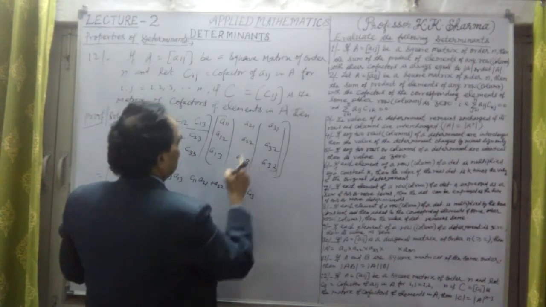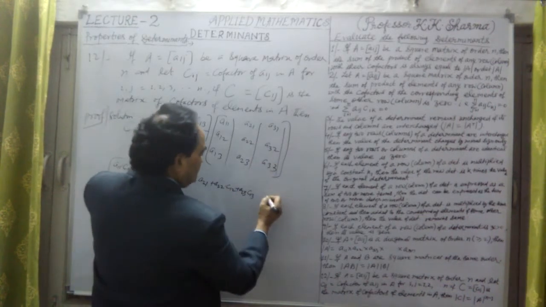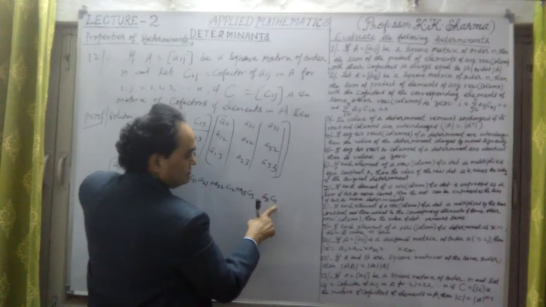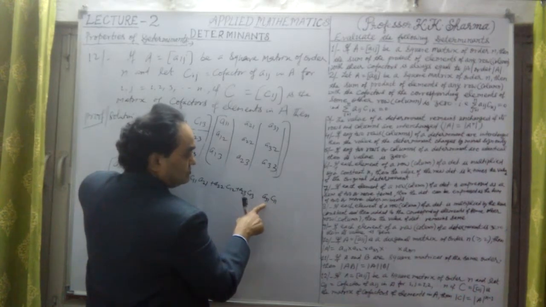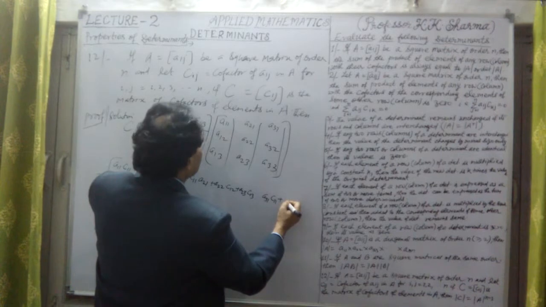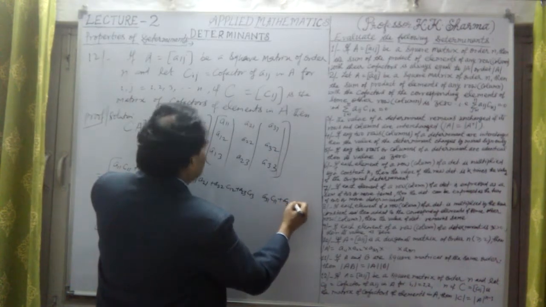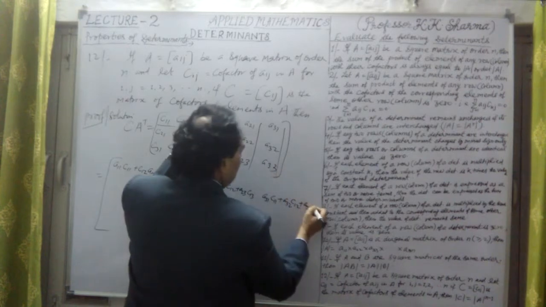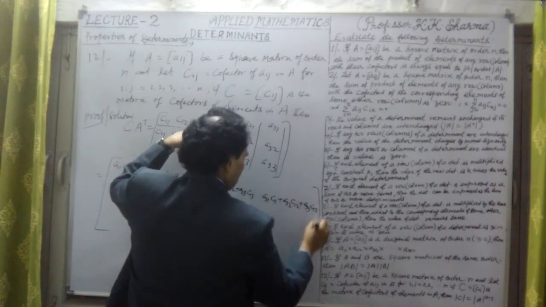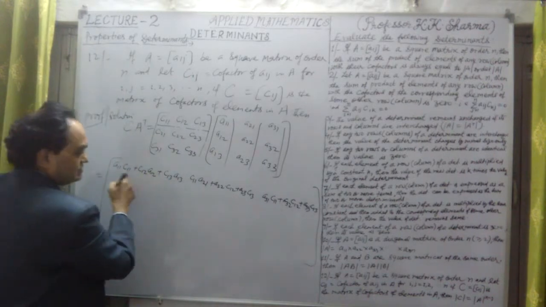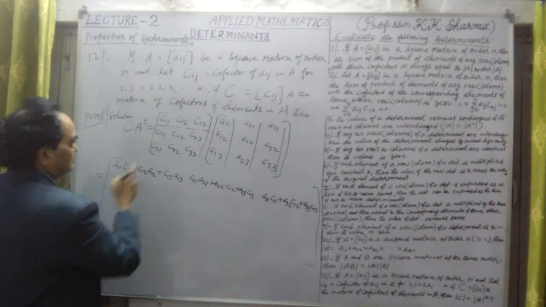Third, if we multiply the first row by the third column, it will be A31 into C11, which is 0, plus A32 into C12, also 0, plus A33 into C13, also 0. The cofactor is of the first row and the element is of the third row. So we see 0 plus 0 plus 0.